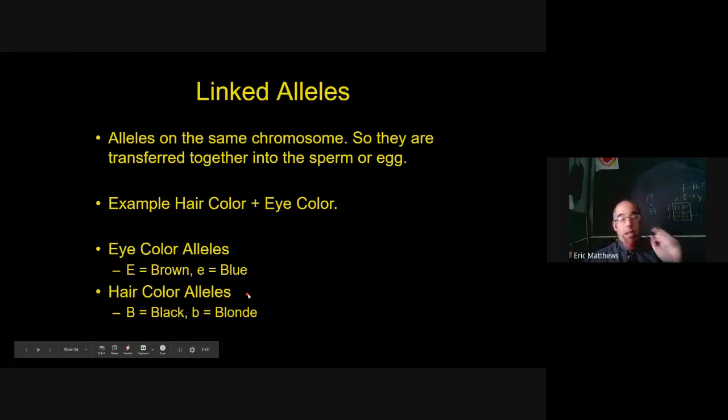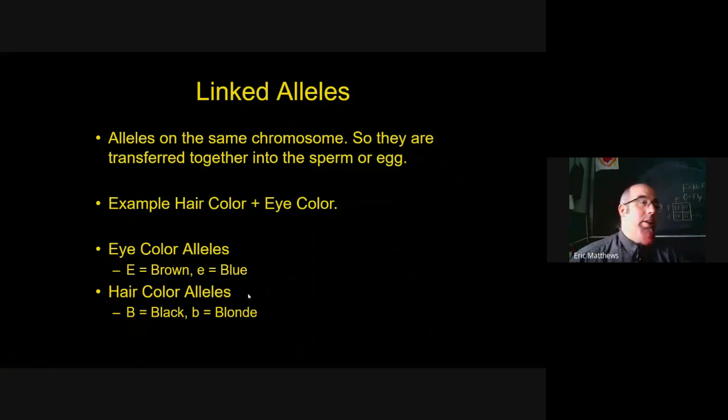All right, so we're going to take a look at one example here, and that is going to be our hair color and our eye color. So here are our alleles. The eye color alleles: capital E is our dominant for brown, little e is our recessive for blue. For hair color, capital B is the dominant allele for black hair, little b is the recessive allele for blonde hair. So we've got two different sets of letters.